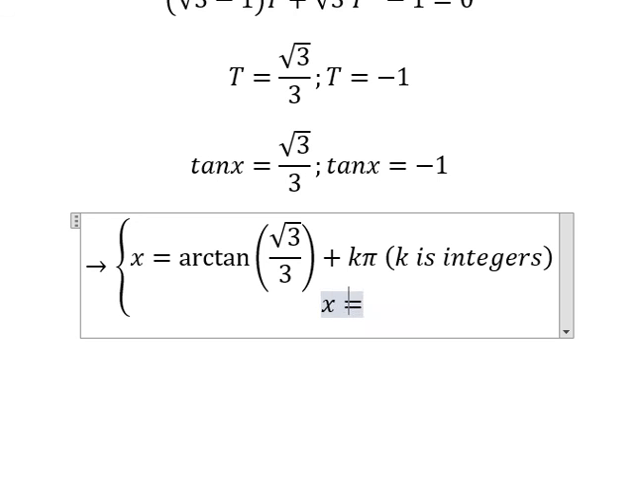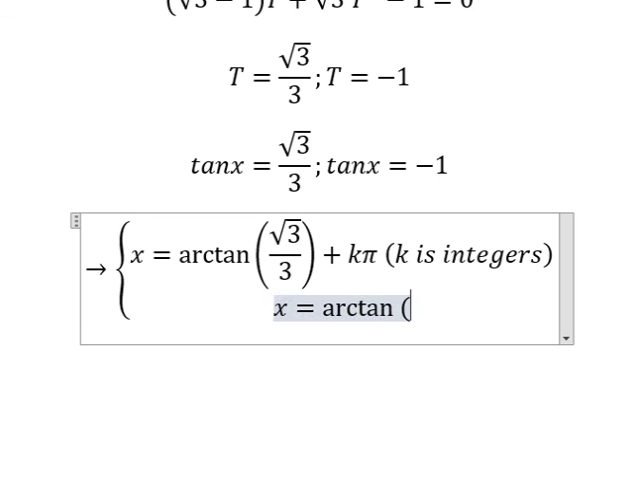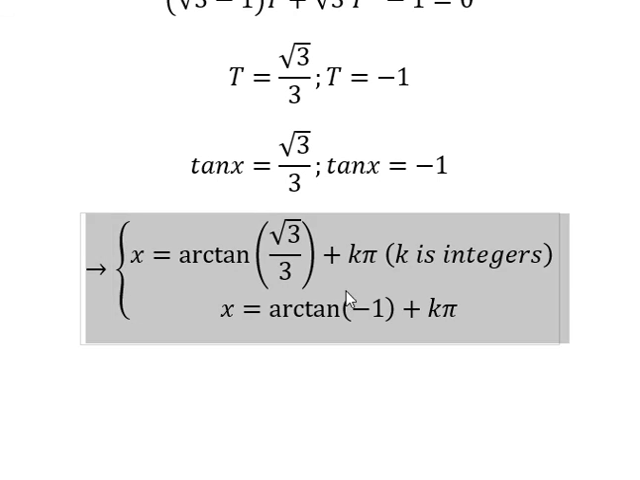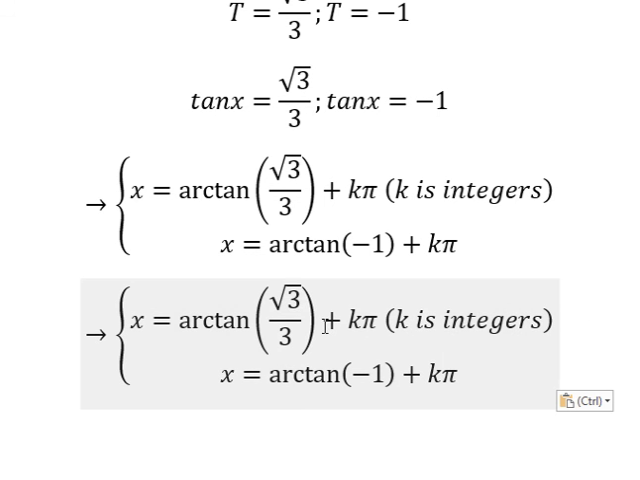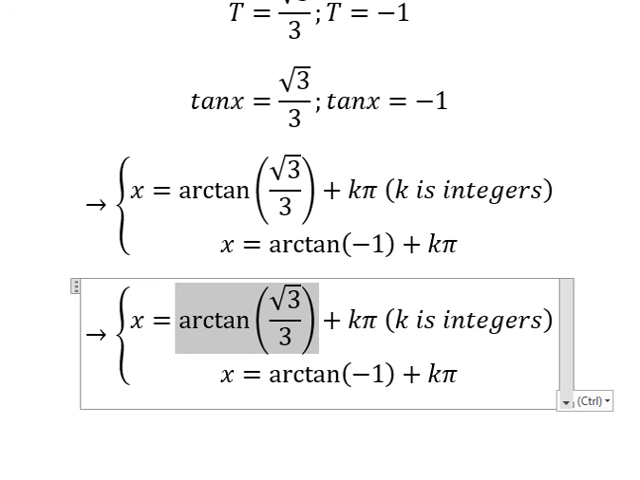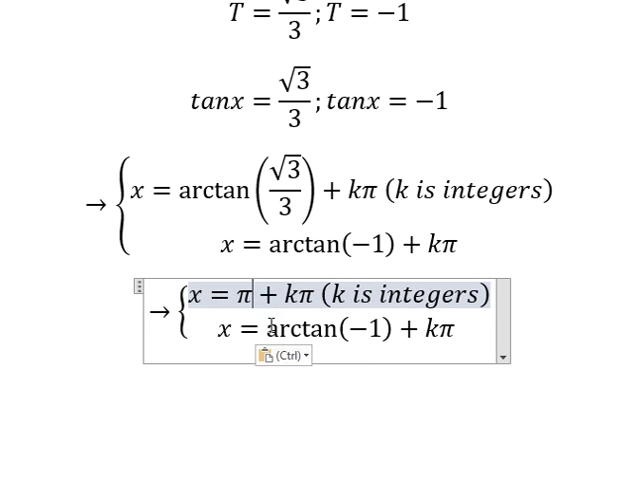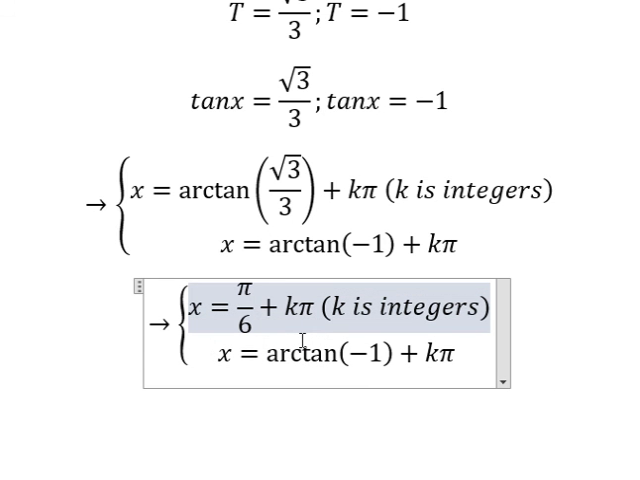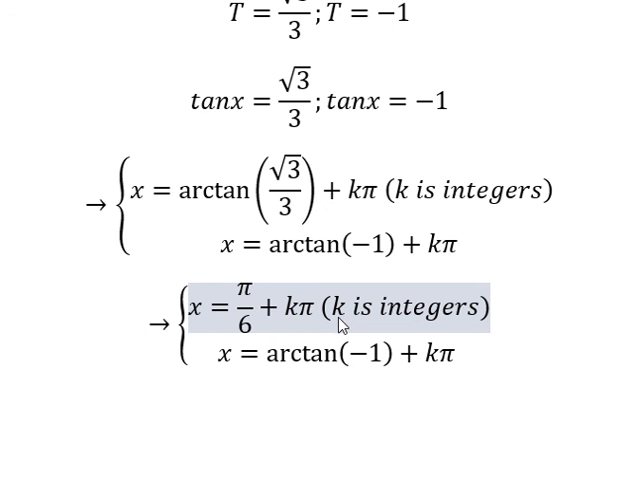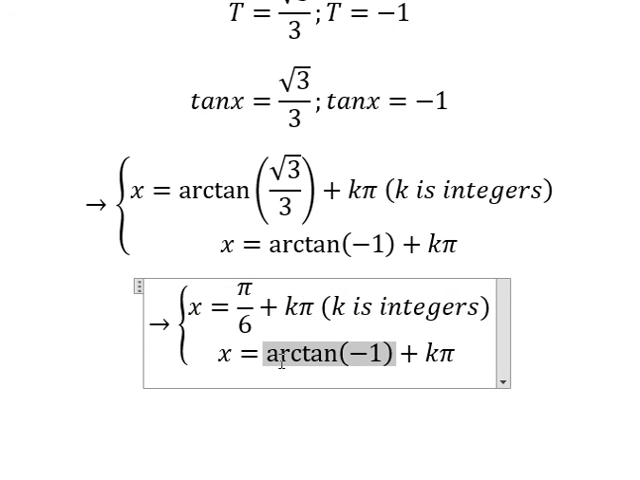And the second one is arctan of negative number 1. So this one, we got π over 6. And this one, we got negative π over 4.